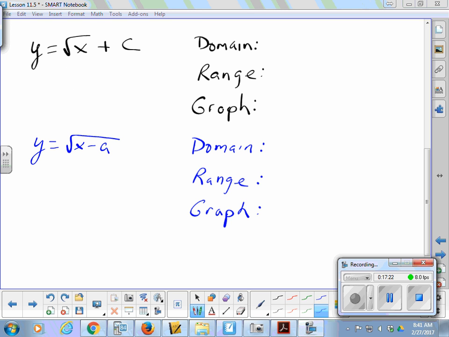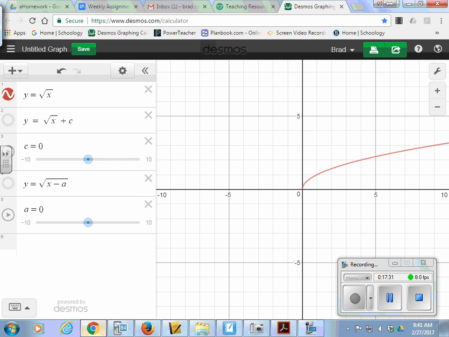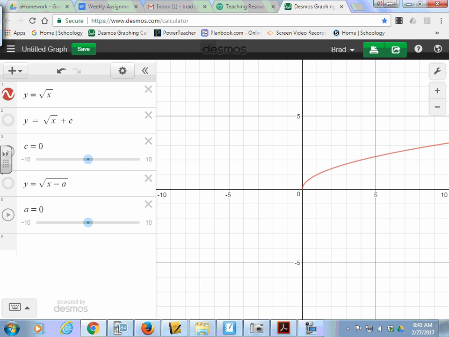Okay, so we're going to tell what happens with each of these then. All right, so we know that if we just look at the square root of x, here's what our graph looks like. The domain is x is greater than or equal to 0. The range is y is greater than or equal to 0.